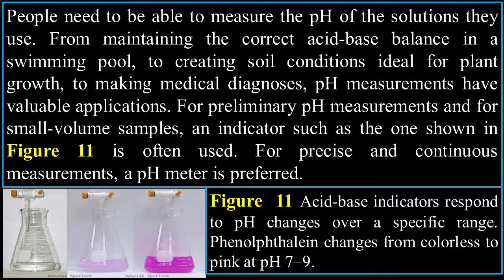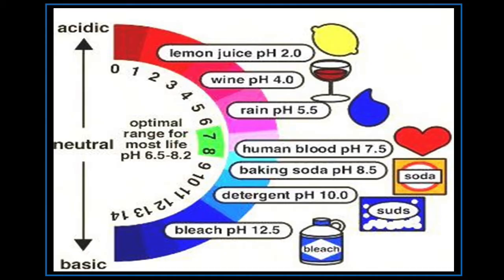Figure 11: acid-base indicators respond to pH changes over a specific range. Phenolphthalein changes from colorless to pink at pH 7 to 9. Later on I'll be showing you a table with a variety of indicators with a variety of ranges. Here again is another illustration that shows pH and corresponding substances that have individual pHs.